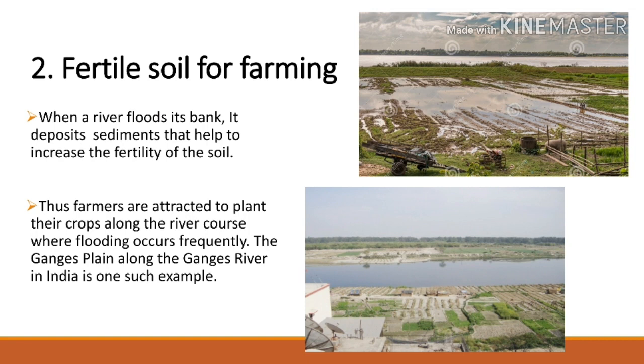Now, let's proceed to the next positive impact of rivers, and that is fertile soil for farming. Have you ever wondered why many farmers take a risk in living near a river, though danger and flooding may occur any time? It's because of the fertility of the soil. When a river floods its banks, it deposits sediments that help to increase the fertility of the soil. Soil fertility refers to the ability of soil to sustain plant growth to a high quality. That's why farmers are attracted to plant their crops along the river course, where flooding occurs frequently. For example, the Ganges Plain along the Ganges River in India.